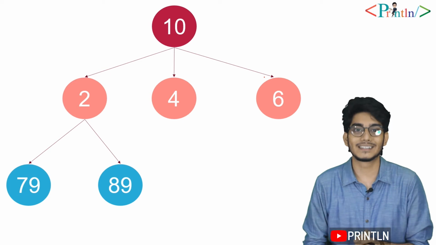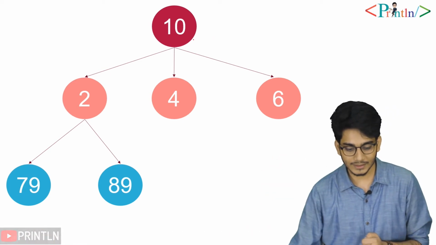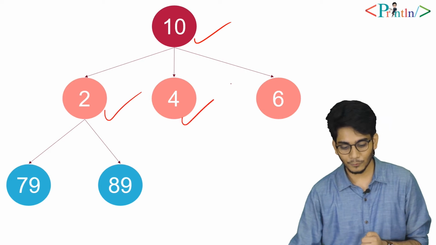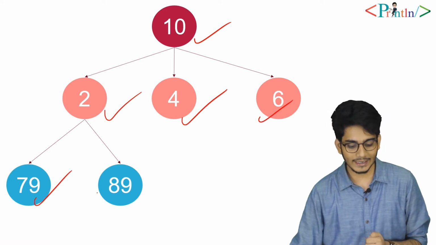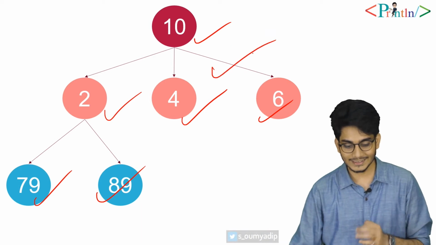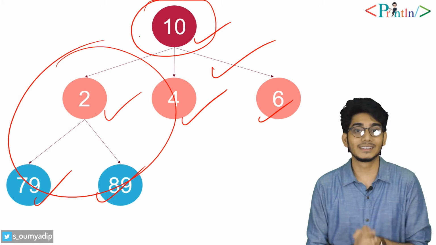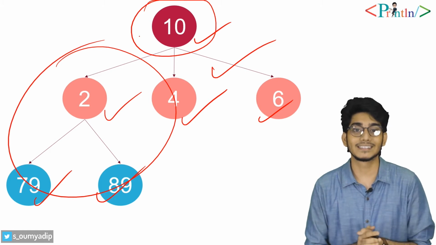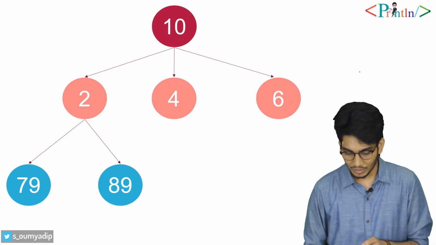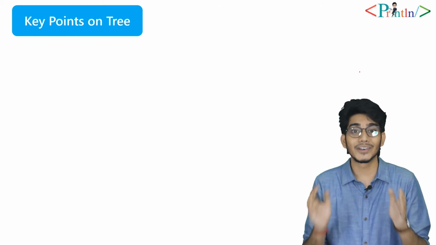What is a tree basically? You can see on my screen that there are some numbers. What are those numbers? 10, 2, 4, 6, 79 and 89. What are these numbers? What is this line? What is this round? And what are the connections? These are the things that we're going to talk about in this series. Now we'll see what trees basically are. In this video we'll only talk about the key points of tree. In the next video we'll talk about the tree terminologies.